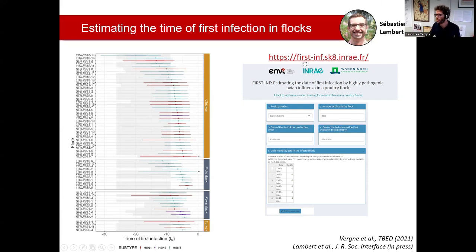This tool is freely available. You just have to specify which species we're talking about, the size of the flock, the time of the suspicion, and the number of dead animals reported every day in that flock. Then by clicking submit, the model runs in the background, and different graphs and the estimation of the date of the first infection are provided by the software. Okay, so that was one thing. That work was done by Sébastien Lambert, a postdoc in our group.